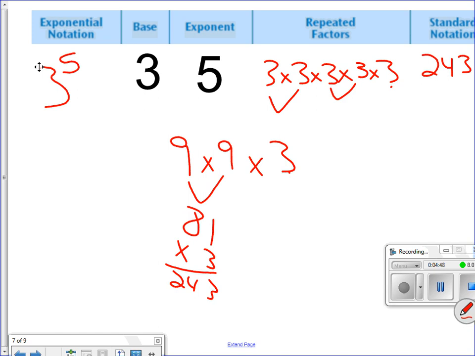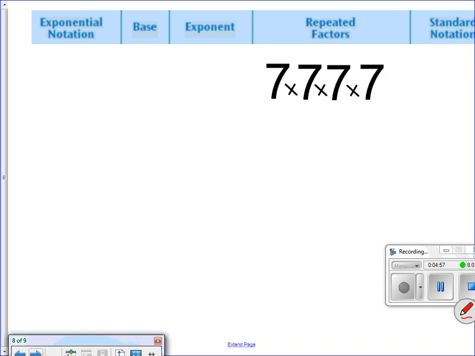That's how I find my standard notation. If it gets to be a harder problem where it's a lot of numbers repeated, I will let you use a calculator. Something this easy, I want you to work it out for some extra practice. All right, my exponential. My base number is 7. It repeats 4 times. So I have 7 to the 4th power. I'm going to show my work for this one.